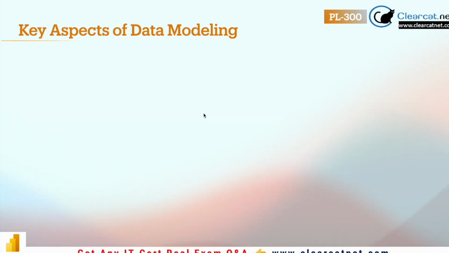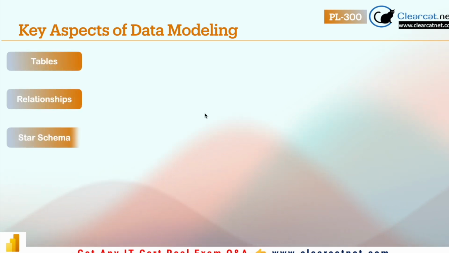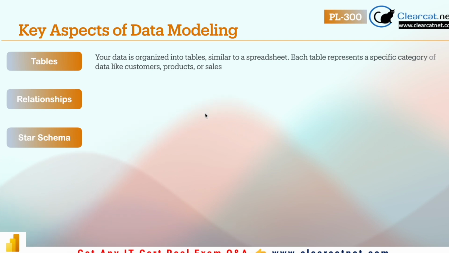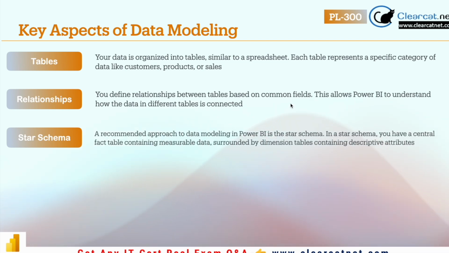Key aspects of data modeling. Three key aspects are there: table, relationships, and star schema. Table. Your data is organized into tables similar to a spreadsheet. Each table represents a specific category of data like customers, product, and sales. Relationship. You define relationships between tables based on a common field. This allows Power BI to understand how the data in different tables is connected to each other.